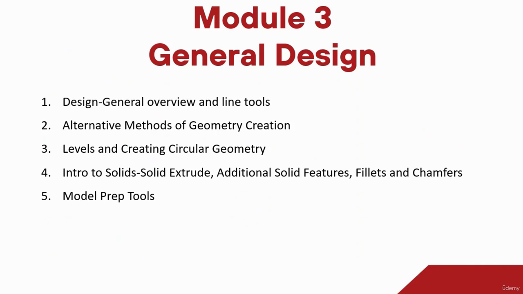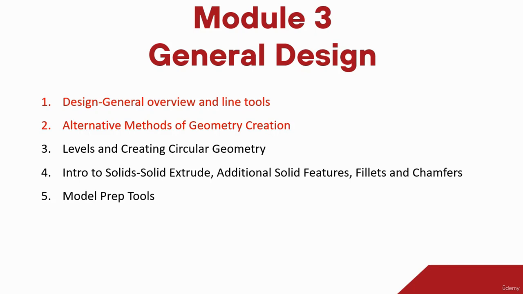Here we have 5 topics in this module. We are going to cover them one by one. The first topic is all about the design, general overview and tools. And the second topic is all about the alternative methods of geometric creation. We have discussed in module number 2 the 2D wireframe methods and tools to create 2D lines and geometries. So first we are going to discuss all these 2D designs and then convert into 3D modeling using this method.